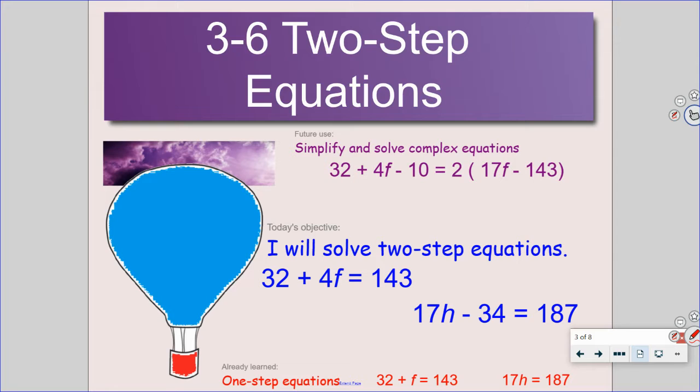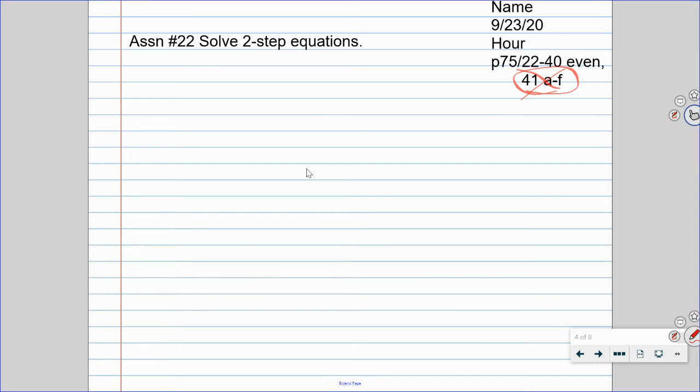So focus for today, today's learning target, I will solve two-step equations. And of course, we'll be moving into 3 and 4 and multi-step as the year passes. So keep that in mind. Go ahead and title your paper. Come on back when you're ready for some examples.